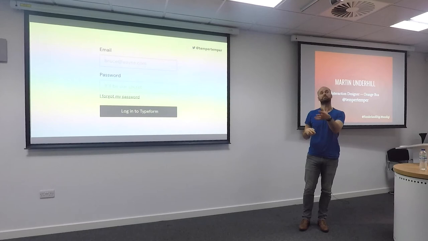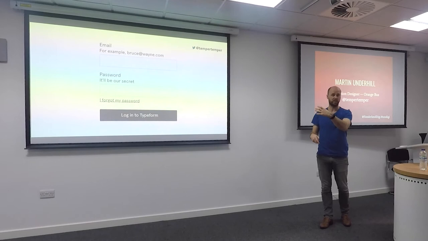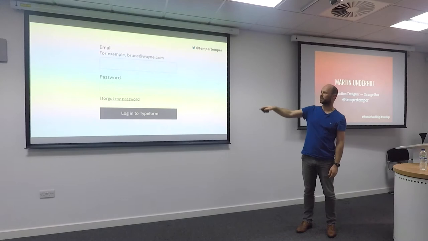I'd just move that between the label and the input, so you can go through that linearly. What am I doing? How do I format what I'm doing? And then type it. I would probably go a little bit further and get rid of that creepy "it'll be our secret" thing as well, because, yeah, I don't know.